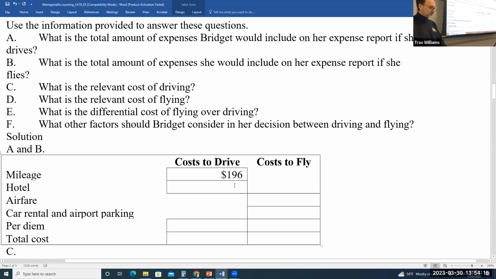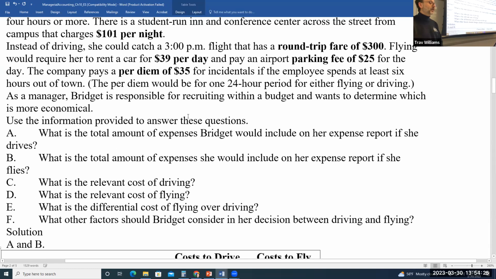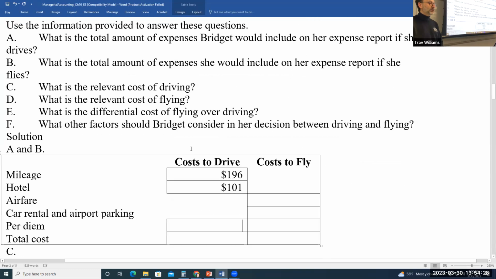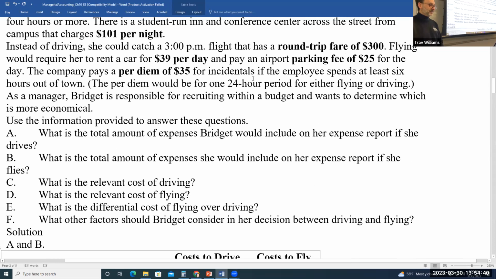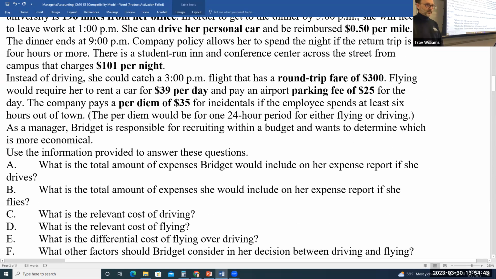She has the $101 cost of the hotel. The per diem is, again, the same in both cases. It's going to be $35. So it's not relevant, but we'll go ahead and include it here in the table anyways. And then let's compare that with flying. So flying, she does not need to stay in the hotel. She's got $300 airfare. And then the rental car plus parking comes out to $64.